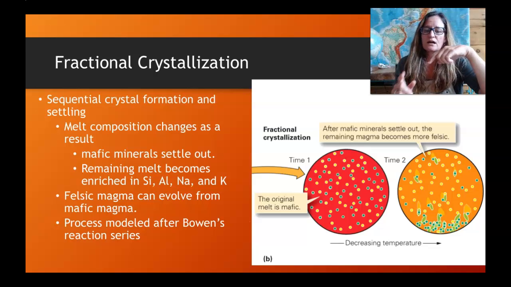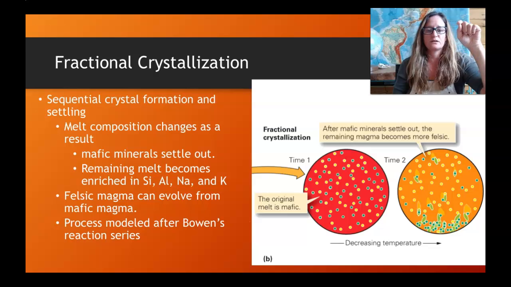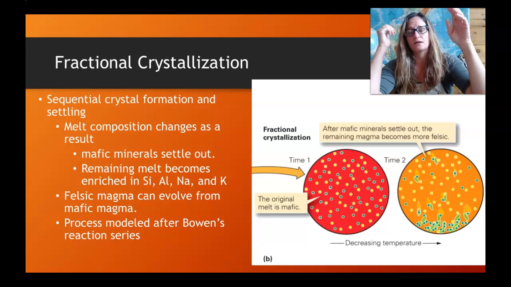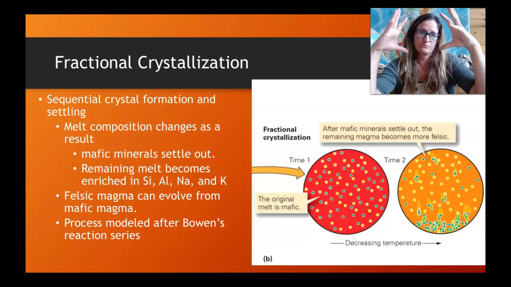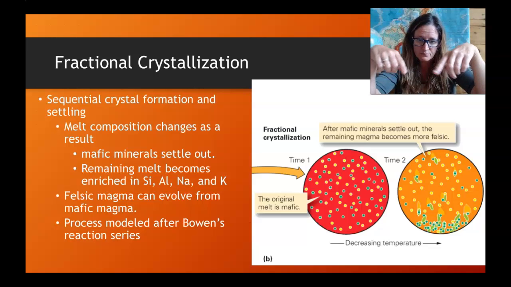So here in this diagram, time 1, the original melt is mafic. The first crystals to form are going to be mafic ones. They have a higher melting temperature. They're going to crystallize sooner. And so the magma then over time is going to become more and more felsic as the mafic minerals, those higher in iron and magnesium, crystallize off. So the chemistry of the whole melt changes because parts of it are crystallizing and falling maybe to the bottom of the magma chamber.